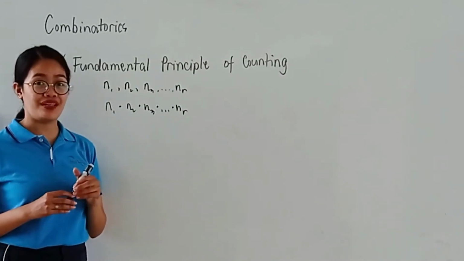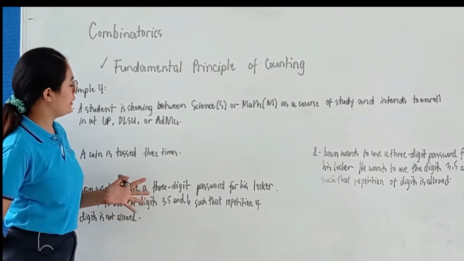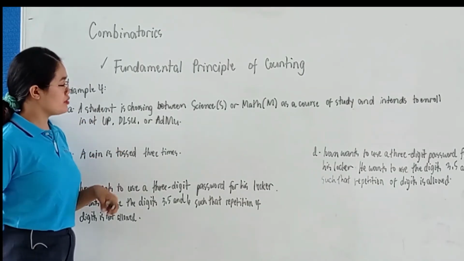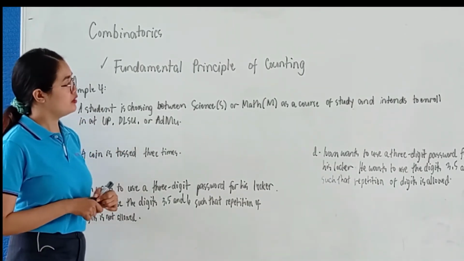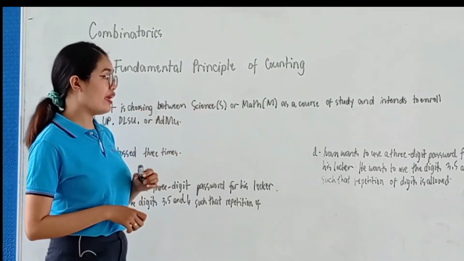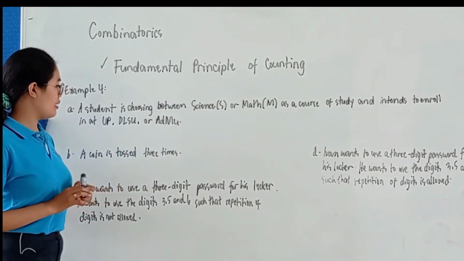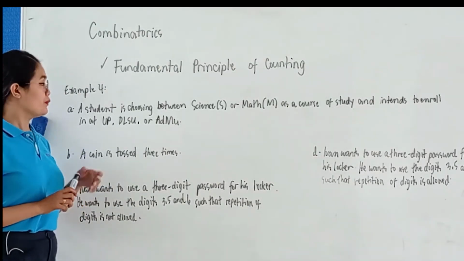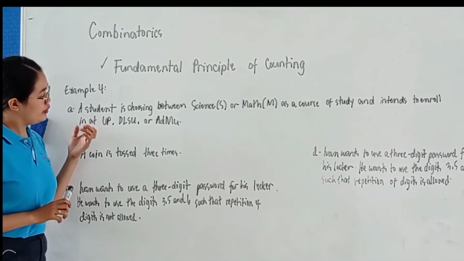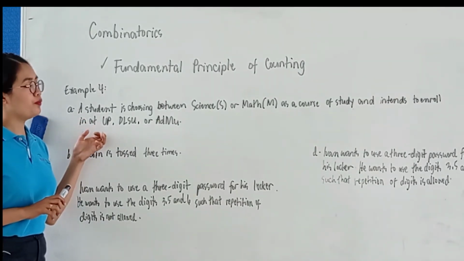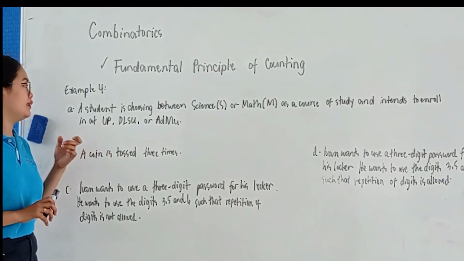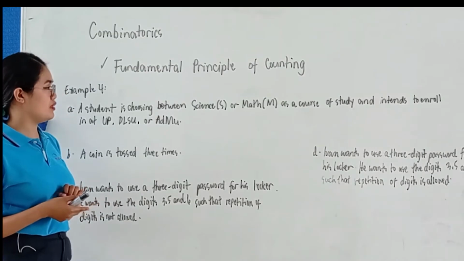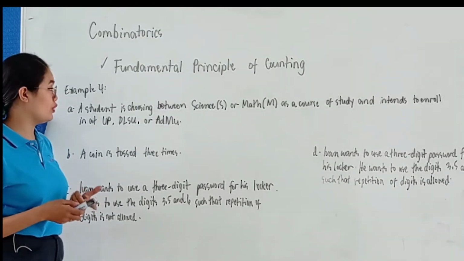This time, let us have the following examples. Four sub-items under example 4. For the first item, a student is choosing between science (S) or math (M) as a course of study and intends to enroll at UP, DLSU, or ADU. In this item, we have two steps included. First is choosing a course of study, and second is choosing a school to enroll in.